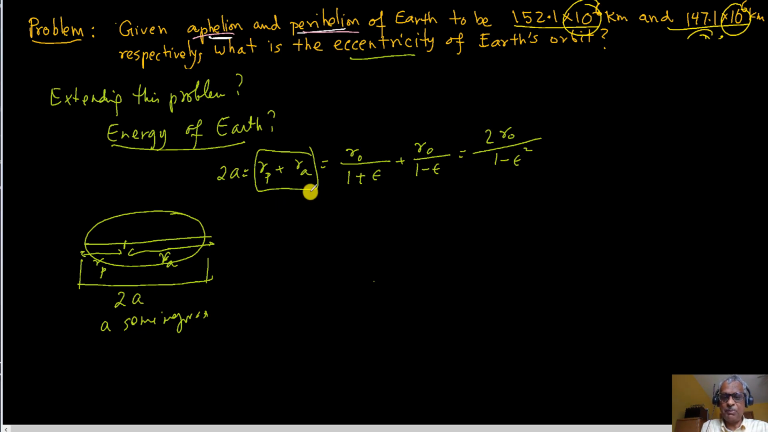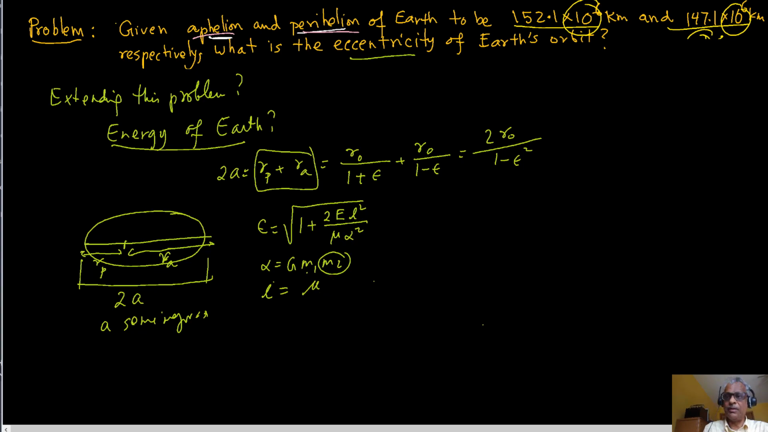Now if you remember, the definition of epsilon was the square root of 1 plus 2E L squared over, I think, mu times alpha squared, where alpha is G m1 m2. This is sun and this is earth, and L squared was actually mu alpha R0. So putting in here, I get the square root of 1 plus 2E R0 over alpha.